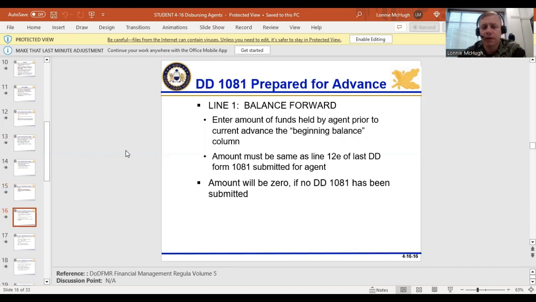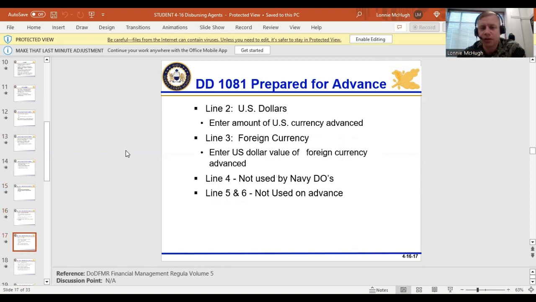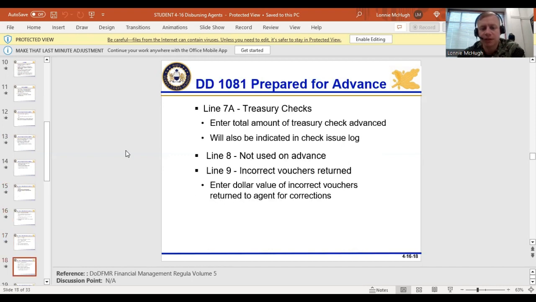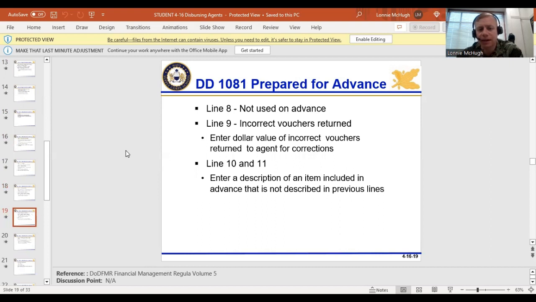All right, we're not going to go through everything that you have to fill out on the 1081. It is pretty self-explanatory. So your line 1 is going to be 0 if you didn't have a previous balance. Line 2, US dollars, foreign currency. Line 4 is not used by the Navy. Line 5 and 6 not used on an advance. Line 7 is treasury checks. Line 8 not used on advance. And then any incorrect vouchers returned. So these aren't common at all because we don't typically do transactions like this anymore. So like I said previously, your main line item that you're going to use is going to be cash.